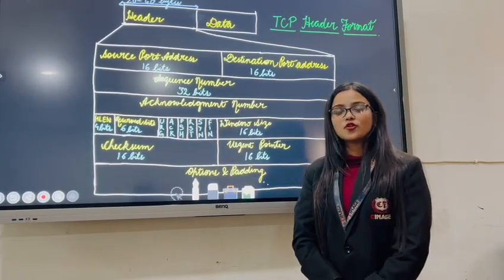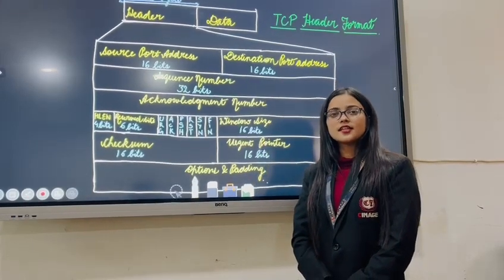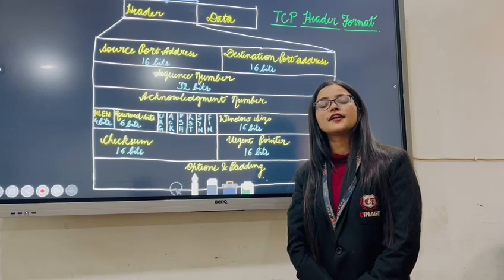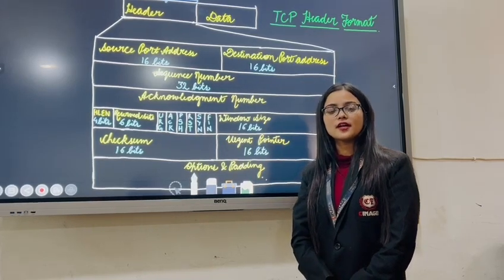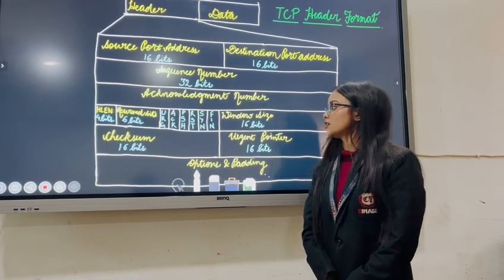And the next is window size. It is 16-bit. It contains the size of the data that the receiver will accept. It is used for flow control between sender and receiver and determines the amount of buffer allocated by the receiver. So this will contain a receiver field.